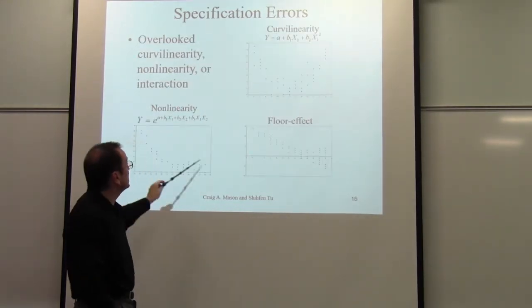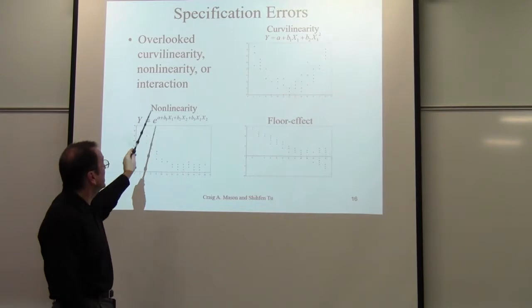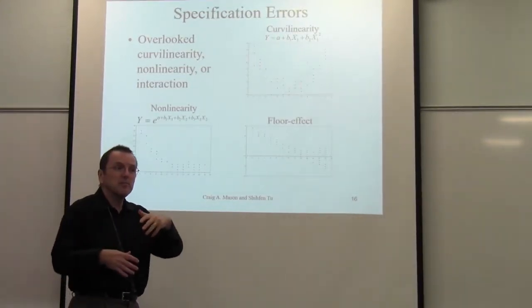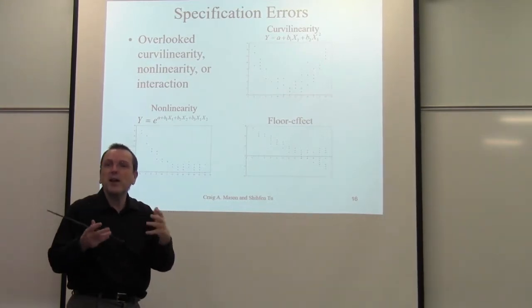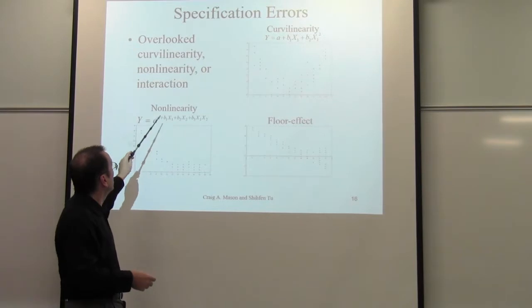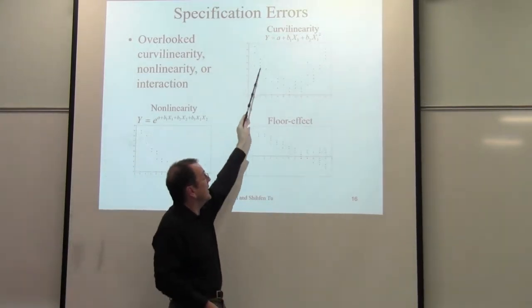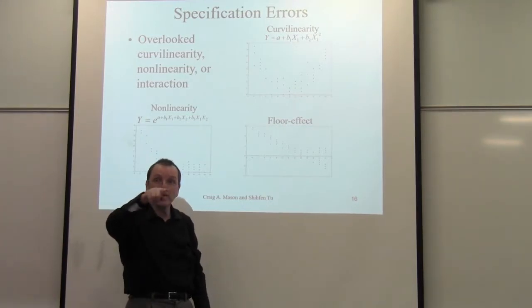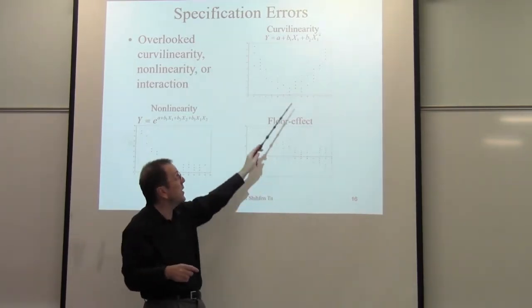Other ways you can see specification errors is in the model. Do you have the proper model for the data, for what's happening? And that's this idea that if it's a curvilinear effect, you need to include a curvilinear variable. You need to include that quadratic term.